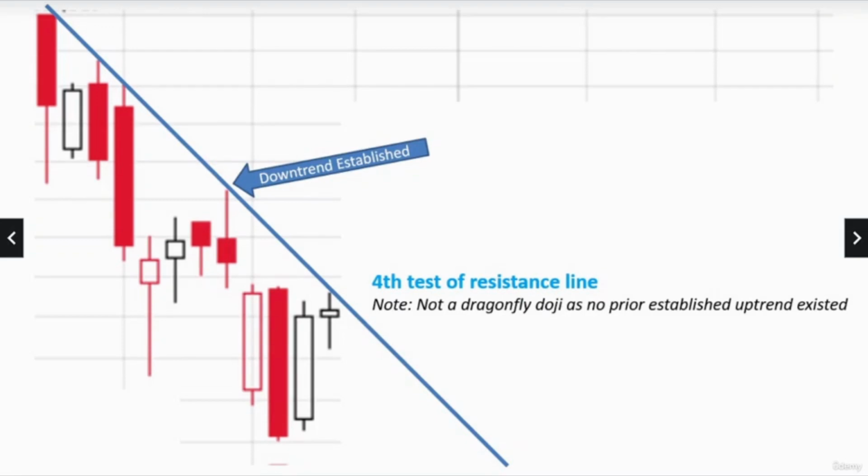That's what we want to watch for. Are they going to break through that line and break the downward trend, or will it go back down again and keep going on that downward trend?